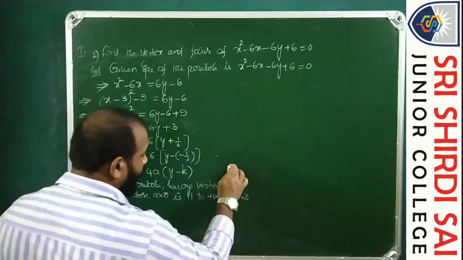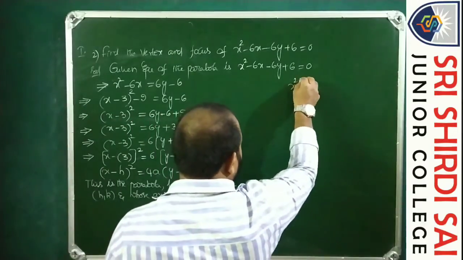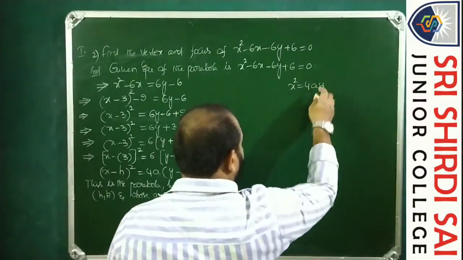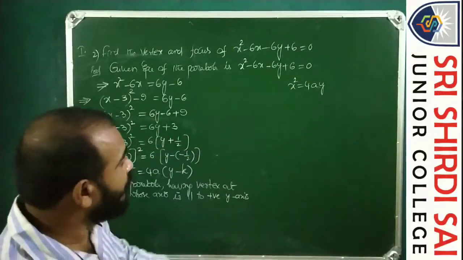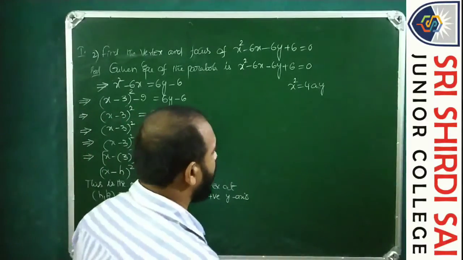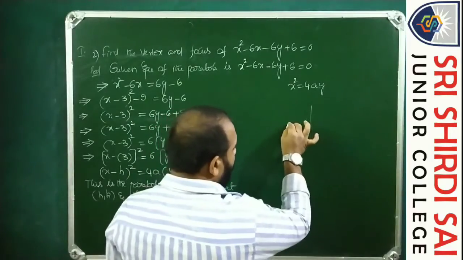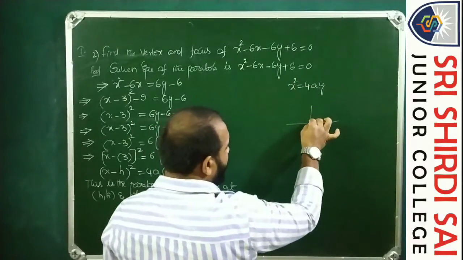Instead, what is x square equals 4ay? What are the specifications for x square equals 4ay? So actually the curve of this, x square, is symmetric about the y axis.